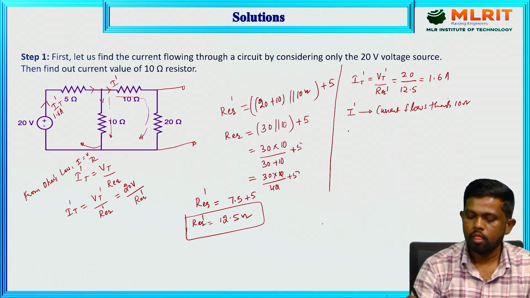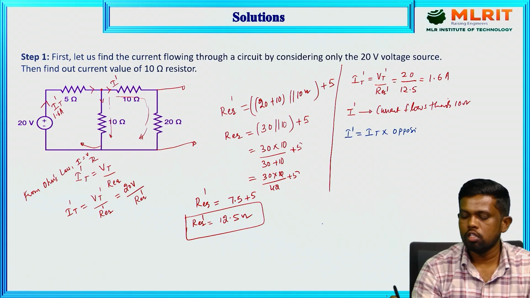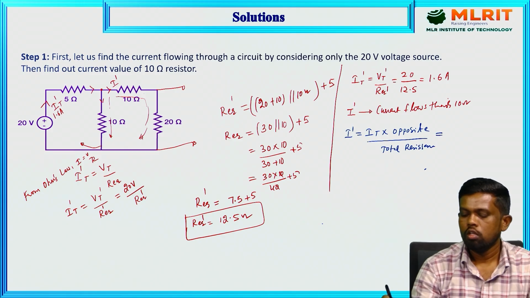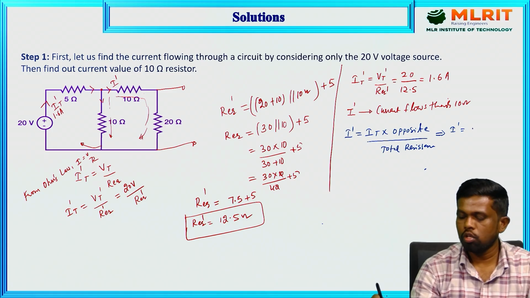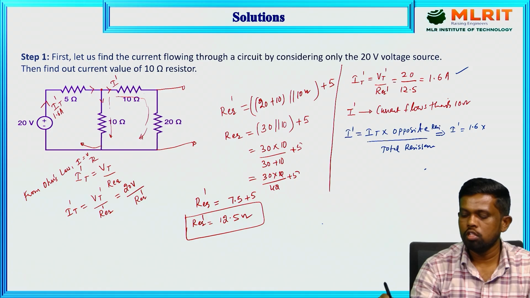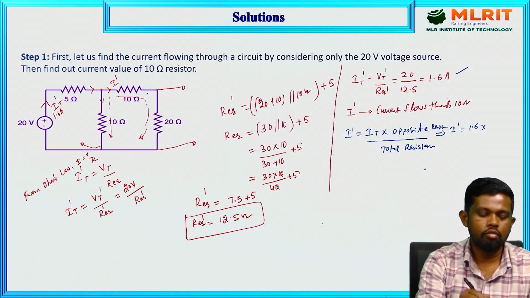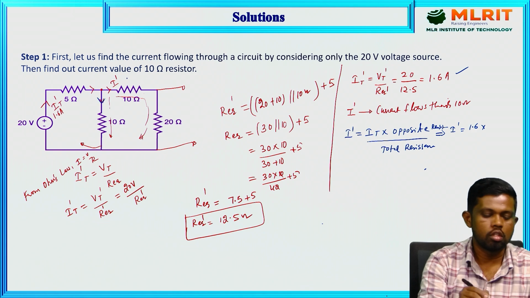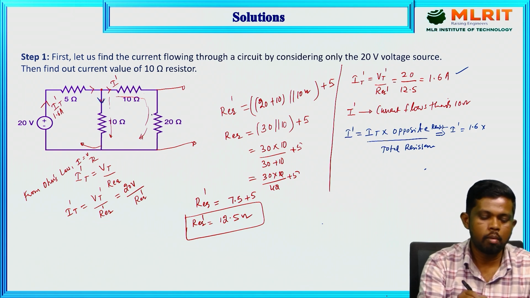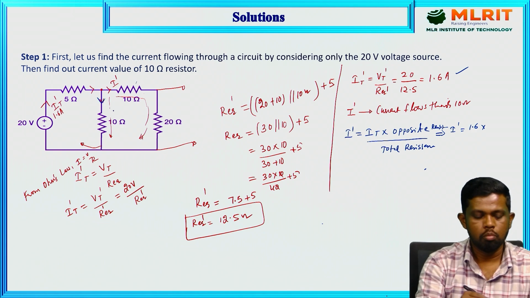So I dash equals, according to the current division rule, the total current of the circuit into the opposite resistance upon the total resistance. So I dash equals the total current of the circuit, which is 1.6 according to this, times the opposite resistance. The opposite resistance of this 10 ohm, these two divide the current. I mean this entire branch and also this 10 ohm are both opposite together.